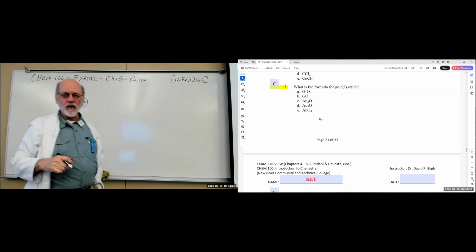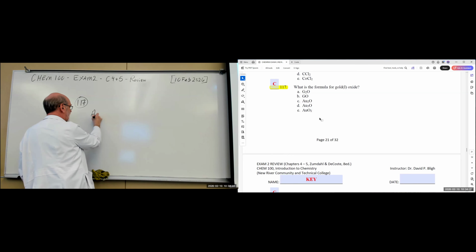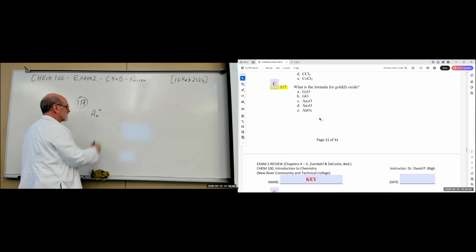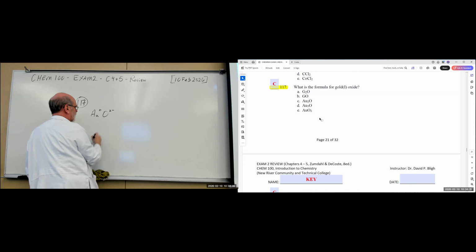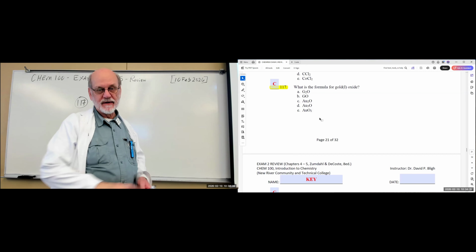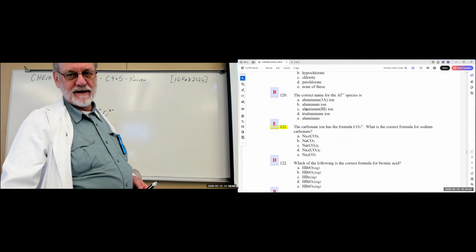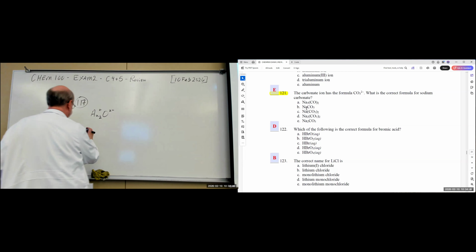All right. What's the formula for gold(I) oxide? Well, gold is Au. It has a 1 plus charge. Oxygen has a 2 minus charge, so we need a 2 here. Au2O. 121.